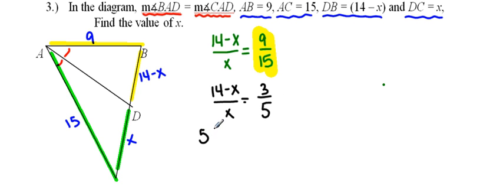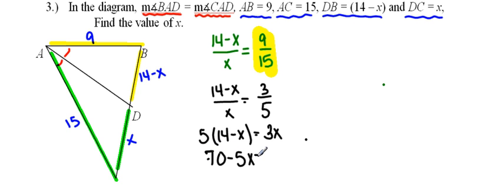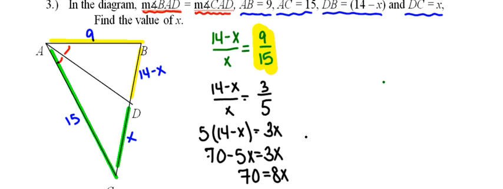So now I'm multiplying 5 times 14 minus x going in one direction, and 3 times x in the other. 5 times 14, I think I know what that is, but I'm going to get my calculator out just to make sure. So 5 times 14 is 70. I'm going to mentally add 5x's to both sides. So now 8x's are equal to 70.